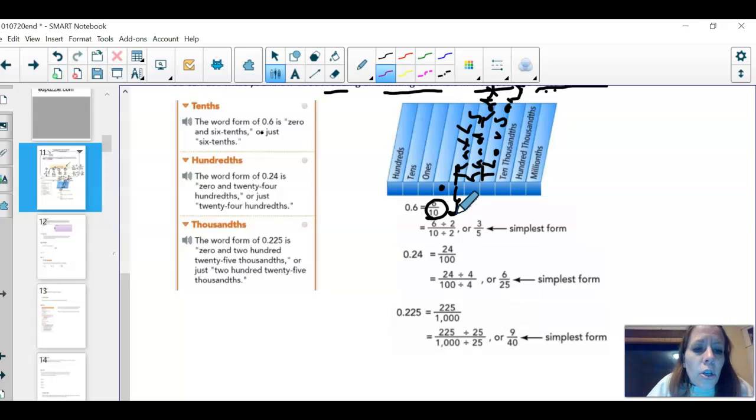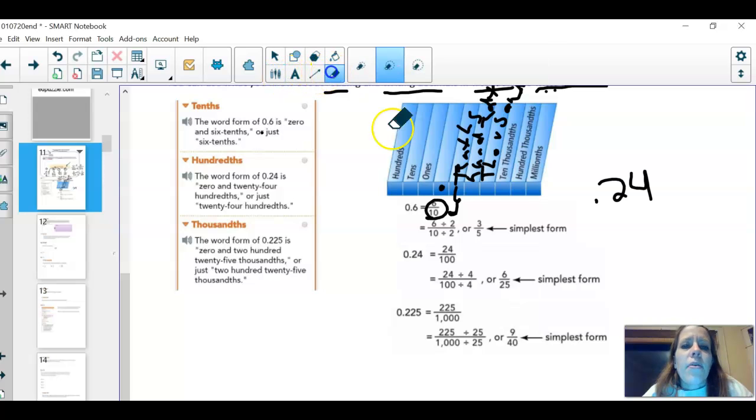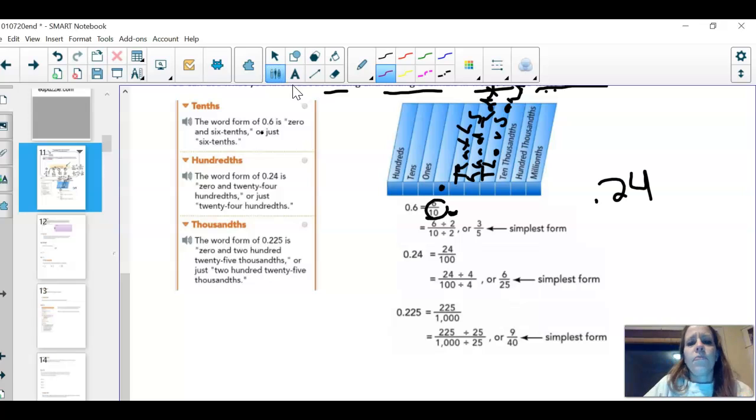Now it says the word form of 24 hundredths. So let's start with this. I have 0.24, but I don't read it 0.24. That's not the right way, okay? So now I'm going to write it on my place value chart, and I see that I have 2, 4. The 4 is in the hundredths, okay? Yo tengo 24 centésimas, so I have 24 hundredths, so I hear 24, and I hear hundredths.